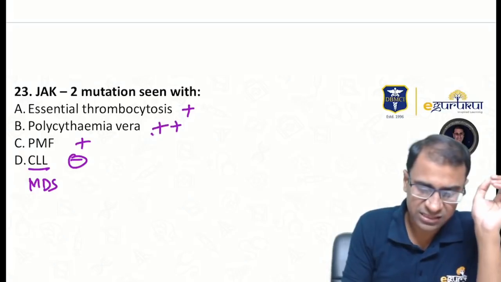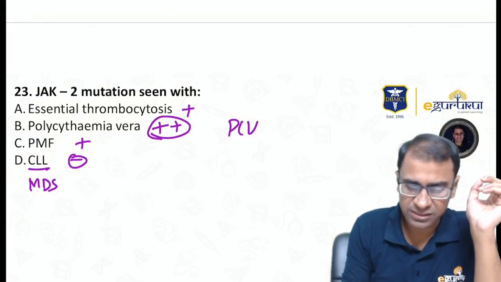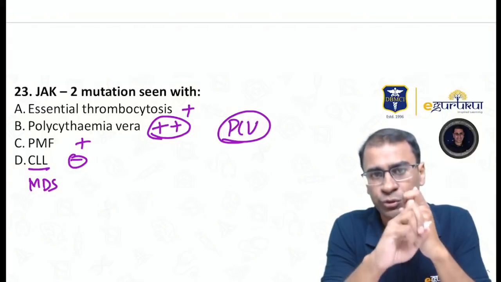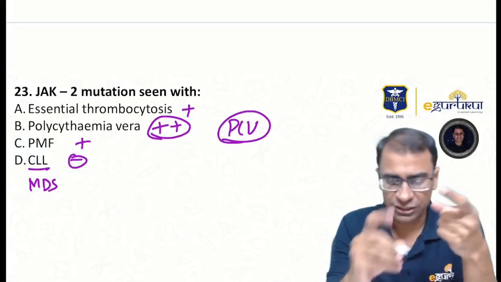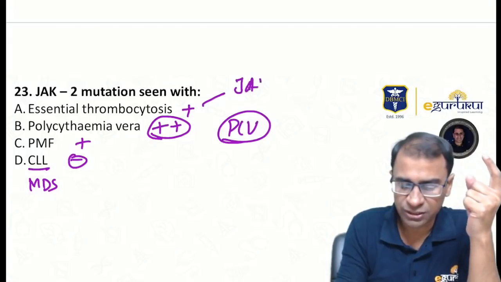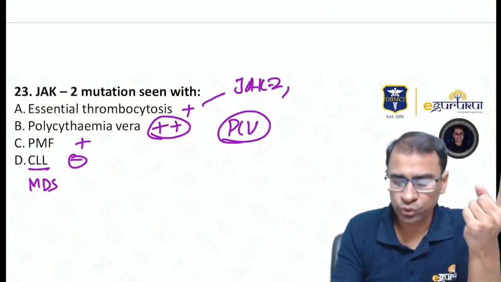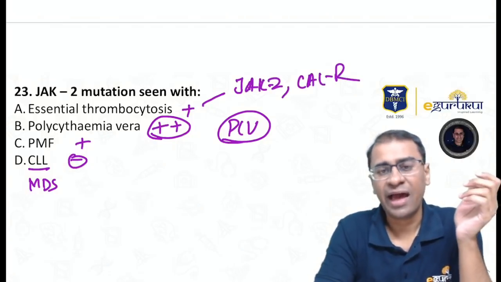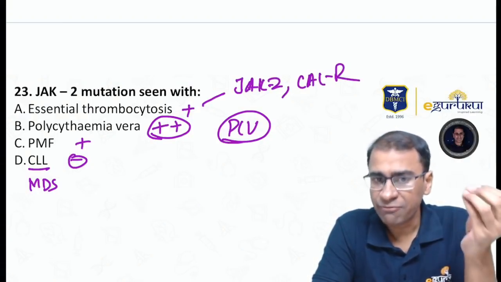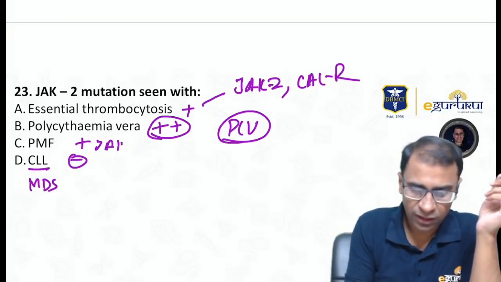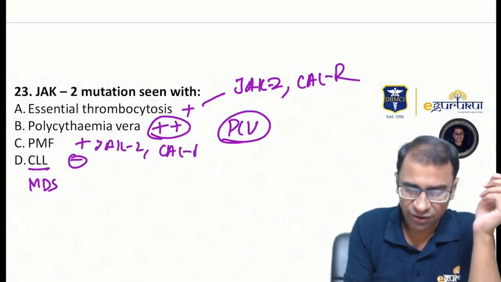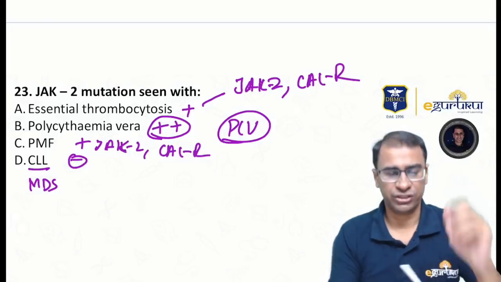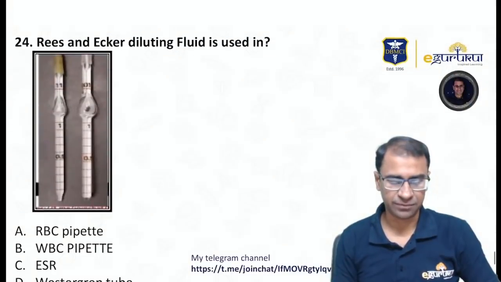So the best answer, a single choice answer, would be PCV, because 60-70% of cases will show you JAK2 mutation. Remember, essential thrombocythemia will definitely show you JAK2 mutation, no doubt about it, but will also show you a mutation called calreticulin mutation. PMF will also show you JAK2 and the calreticulin mutation. Okay, the answer is PCV here.